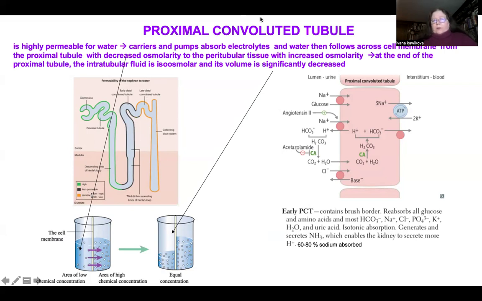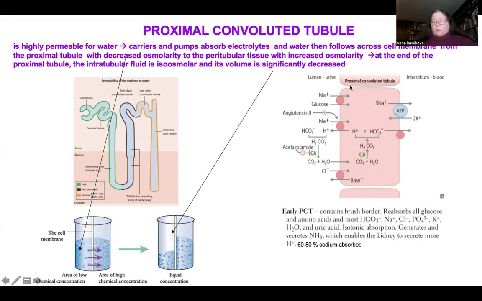So if we look now at the proximal tubule, it has on the lumen side several cotransporters, such as the sodium-glucose cotransporter and sodium-hydrogen, and on the other side, pumps. So basically, electrolytes from the lumen are transported into the interstitium. That means that there will be lower osmolarity here, and higher osmolarity here.